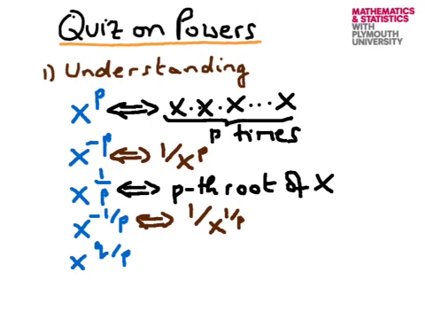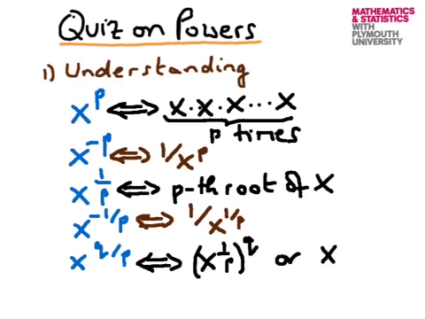And finally, x to the q over p. Well, using one of our rules for powers, we can write this as x to the 1 over p, all to the q. In other words, it means the pth root of x multiplied by itself q times, or equivalently we could write this as x to the q, all to the 1 over p, and that shows that it can also mean x multiplied by itself q times is a quantity, and it is the pth root of that quantity. So it's the pth root of x to the q. So that is what these ideas mean.